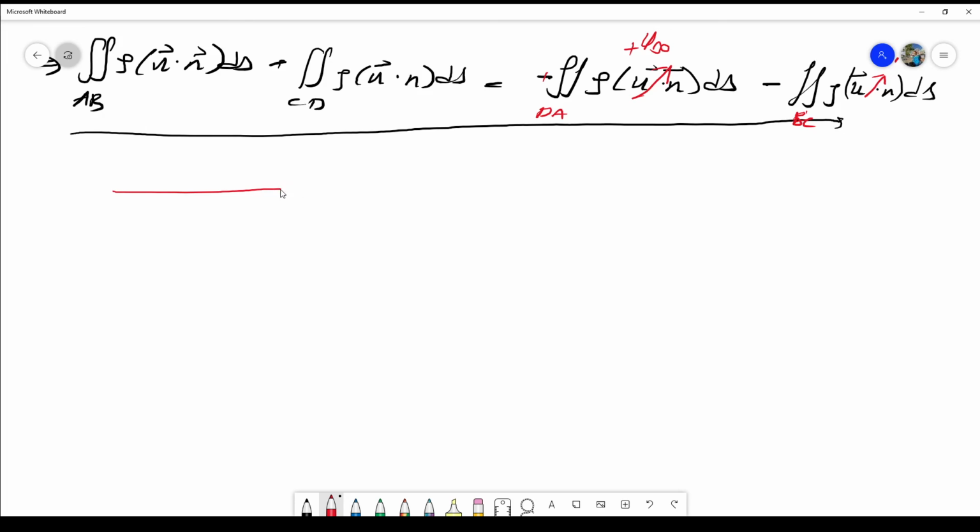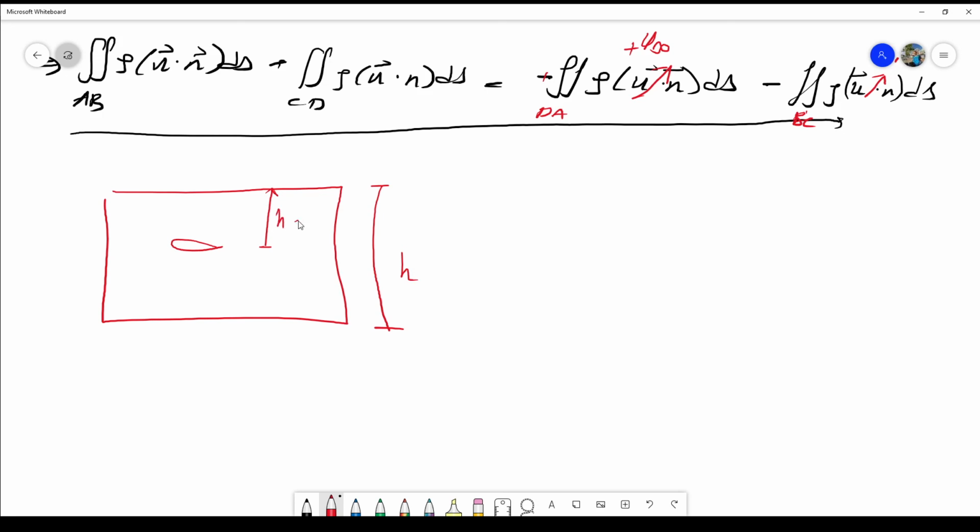If we take our geometry again, the total height of the geometry is given by h, and our wing is located at the midpoint, so we have half of h to the top and half of h to the bottom. So if we take these as our dimensions, here will be 0, here will be positive h over 2, and this position will be negative h over 2 in terms of geometrical coordinates.